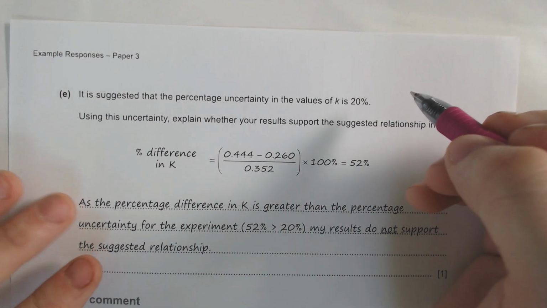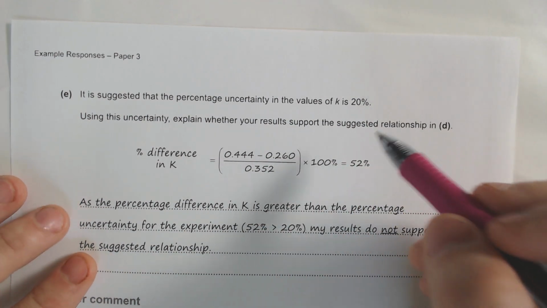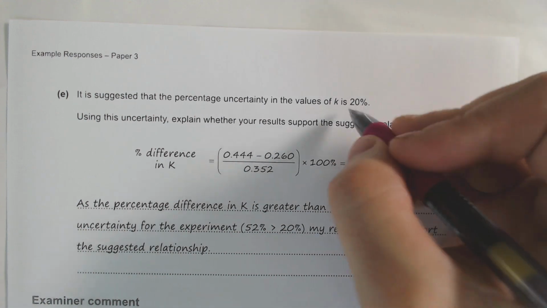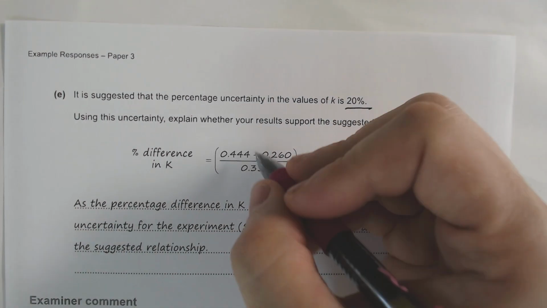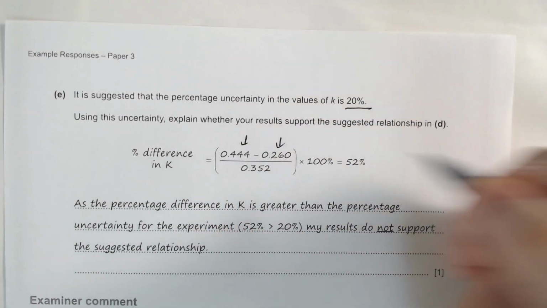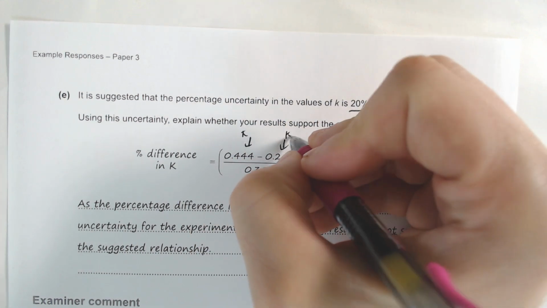And after you find those 2 values for K, they'll ask you what is the percent uncertainty for K. The theory suggests that it's supposed to be 20%. So you find K value number 1, you find K value number 2. Both of those are going to be your K values.